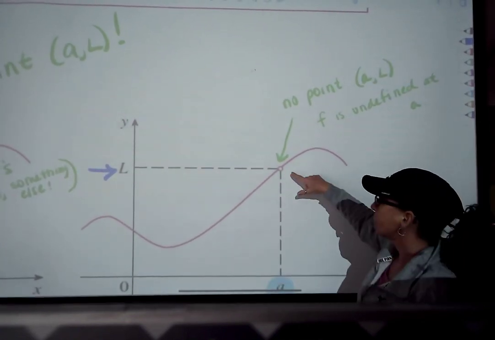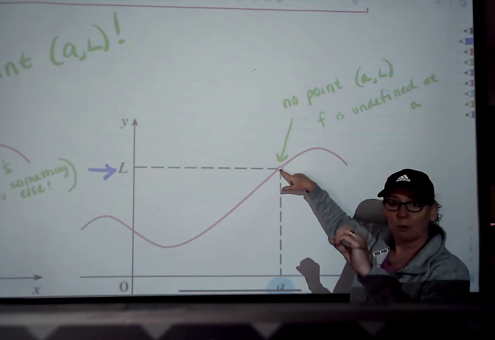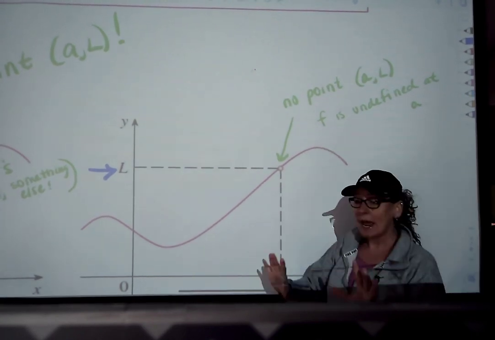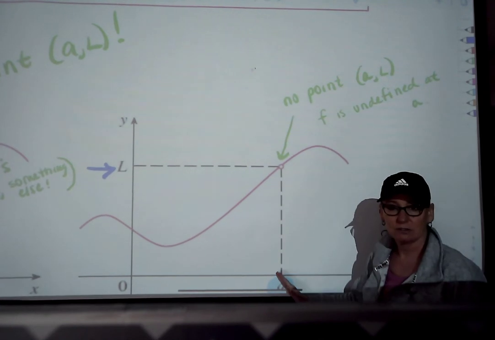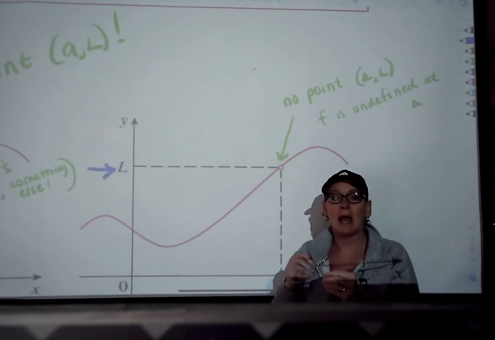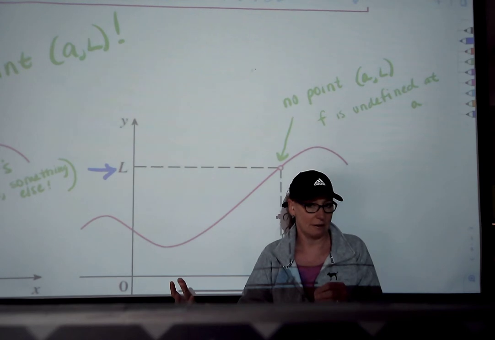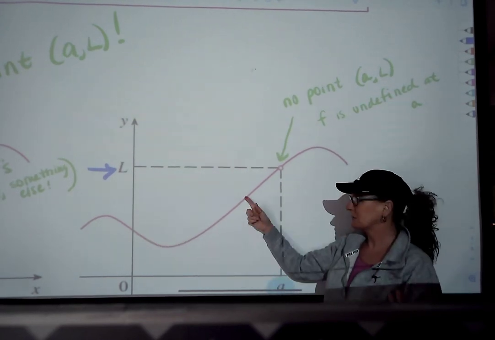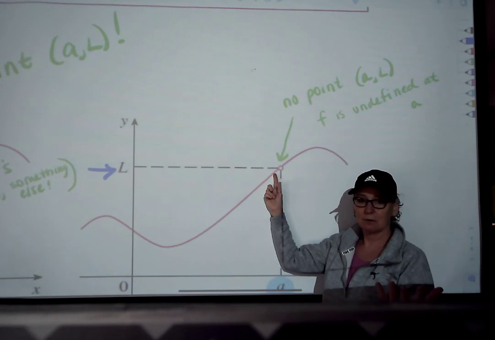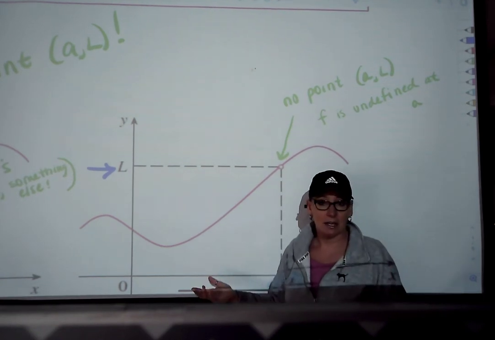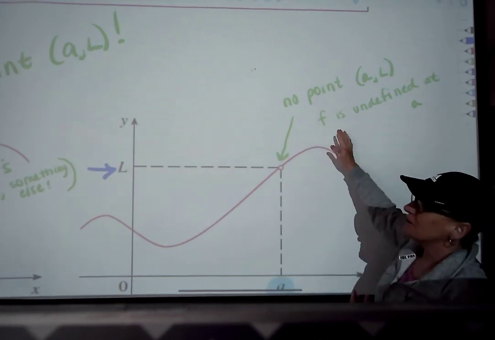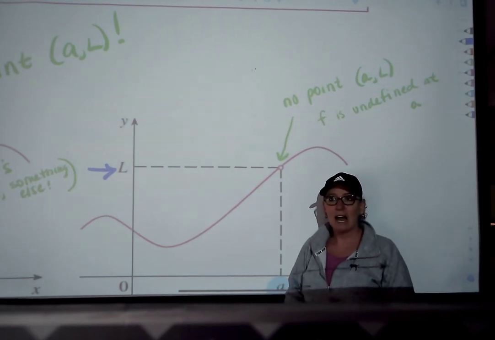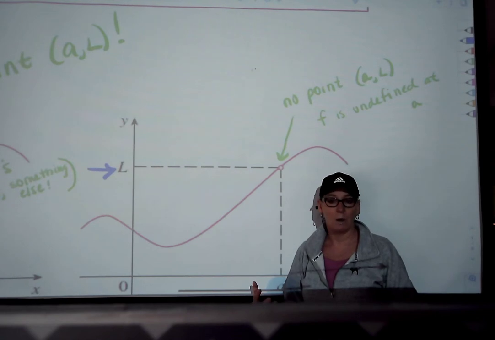Okay? And then over here, same function. There's no point here. It's an open circle. So there is no point (a, L). We say, oh, and there is no point anywhere else. So there is no (a, anything). There's points all along here, all along here. There's no point here. No big deal. There's just no (a, anything). So we say f is undefined at a. F has no y value at a.